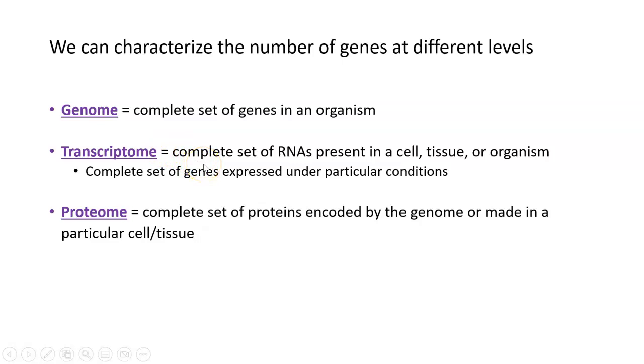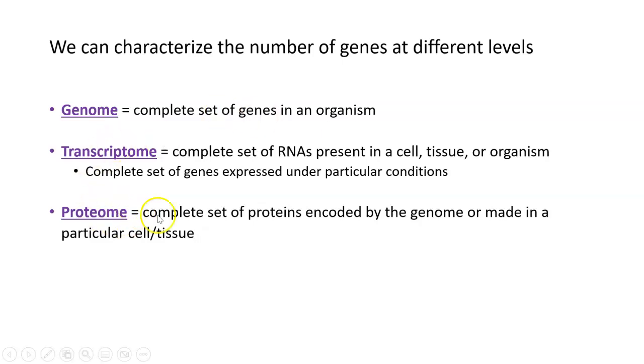We tend to study transcriptomes not necessarily at the level of a whole organism, but in a specific cell or tissue type. We can see which genes are on, which genes are off by looking at the RNAs that are present in that cell or tissue. And we can actually manipulate conditions around that cell or tissue and see how the transcriptome, or that set of expressed genes or RNAs, changes under different conditions.